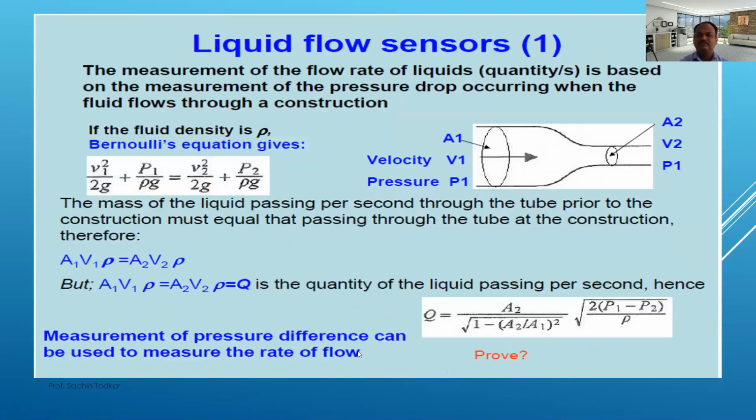Now, liquid flow sensors. The same sensors are there in fluid mechanics also. We have seen these liquid flow sensors, which are called the orifice meter and venturimeter, etc. They apply Bernoulli's equation, which we have seen in fluid mechanics. The same Bernoulli's equation tells us that in fluid flow, the mass flow rate is the same throughout the tube.